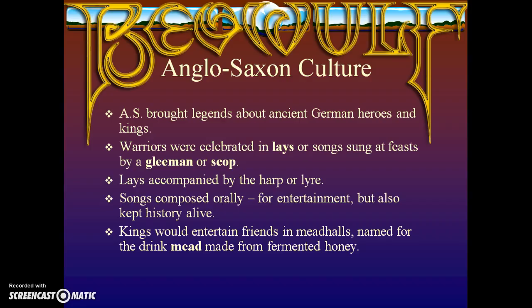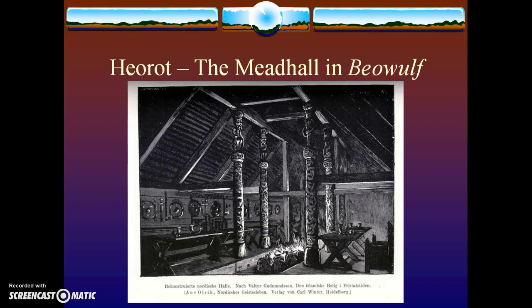But they also used these historical stories as entertainment. Kings would be entertained, and they would entertain their friends in mead halls, named for the mead drink that they had from fermented honey. So, in the mead hall, you'd have gleemen, scots, and bards singing and telling stories. And stories that they might share include Beowulf, which is what we're going to read. So as we read Beowulf, you can imagine it being originally told in a mead hall that looks like this.